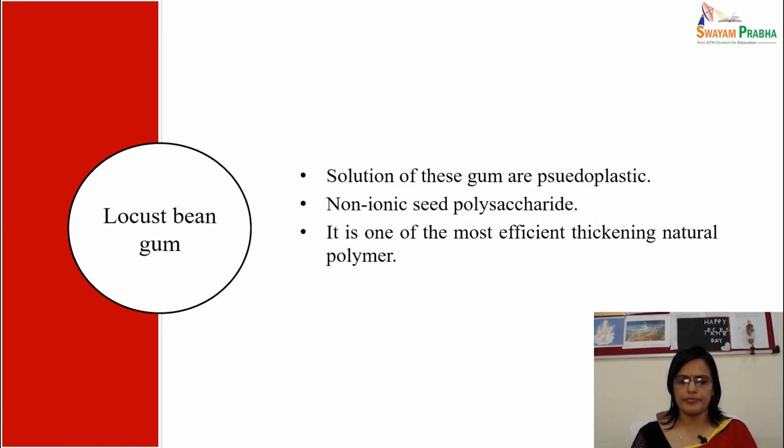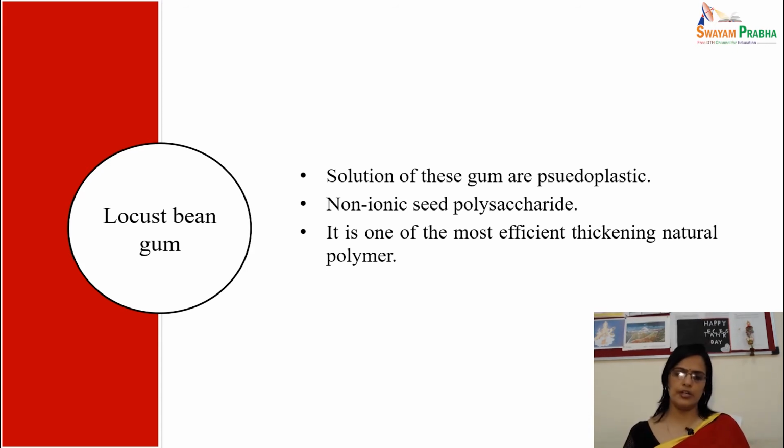Locust bean gum, again taking one more example. Solutions of this gum are pseudoplastic, a non-ionic seed polysaccharide, and it is one of the most efficient thickening natural polymers. Okay, so remember the example locust bean gum, an efficient thickener, and it is a natural polymer used in many cosmetic preparations.